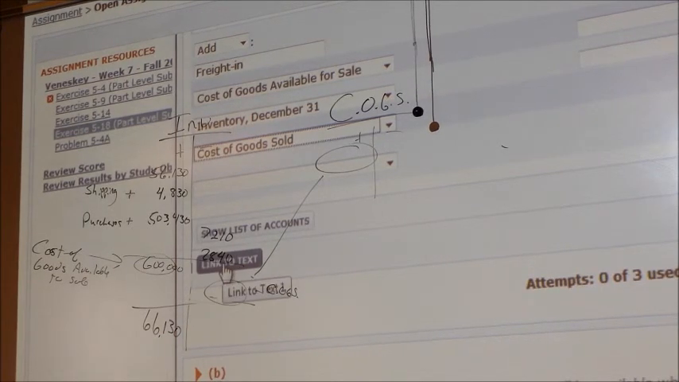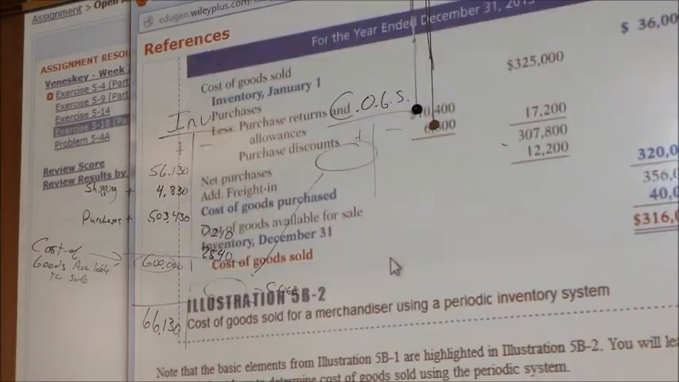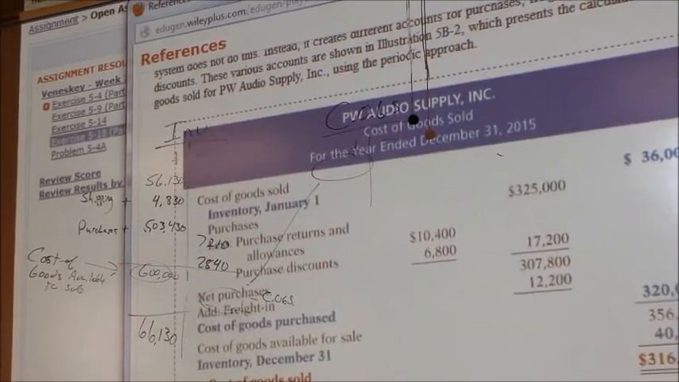Now, if you forget any of this, you can always go to the link to text, and they have pretty well laid out here what we just did.